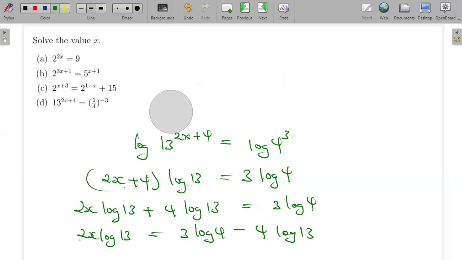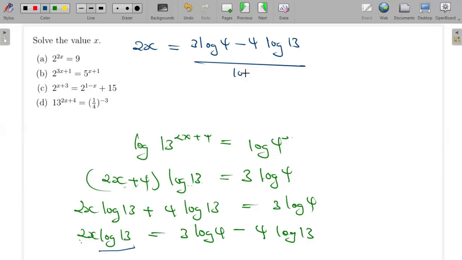So here, let me erase. Then I can divide by 2, or I can say I divide first by log 13. So I have 2x log 13 on this side. I divide both sides by log 13, and I'm going to have 3 log 4 minus 4 log 13 divided by log 13. Okay, and then you multiply by half both sides.